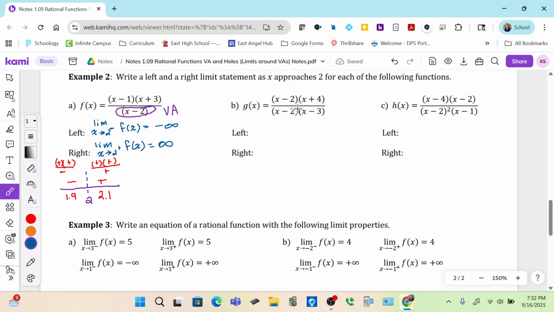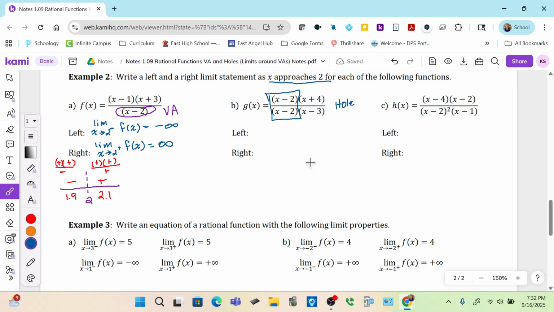and the reason I'm only focusing on the 2 is because we're writing the statement as x approaches 2 for each of the following. So that's why I'm only going to focus on the 2 here, even though I do have a vertical asymptote at 3. We're only focused on what happens at x equals 2. Now x minus 2 is a factor in numerator and denominator. So that tells me I have a hole with this particular problem.